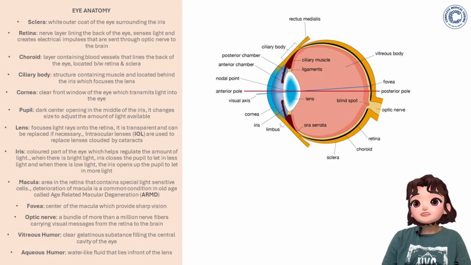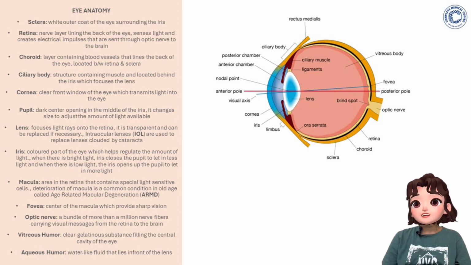Macula, an area in the retina that contains special light-sensitive cells. Deterioration of the macula is a common condition in old age, which is called ARMD, age-related macular degeneration. That is important. Fovea. The fovea is the center of the macula, which provides sharp vision.